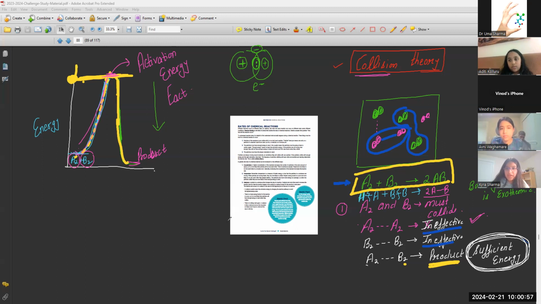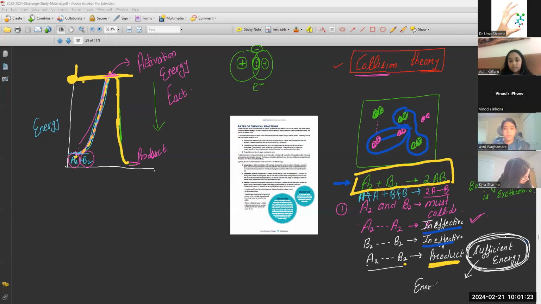Means enough energy to break the bonds, like the minimum energy required to activate the chemical reaction. Name this energy. Activation energy. Yes, the collision must have activation energy or more than that. It can be exactly the activation energy or it can be more than that. Sufficient energy means energy of collision.